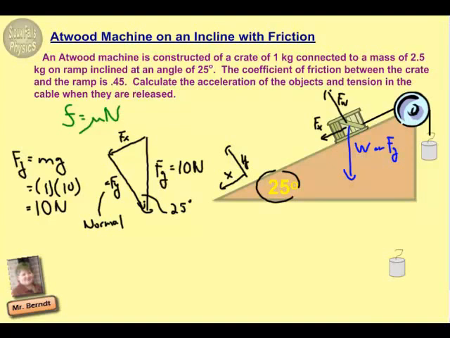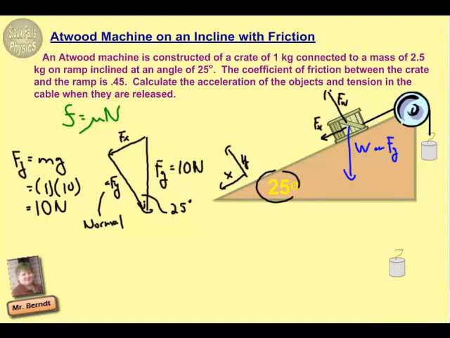By the way, the reason the F of Y is the normal is it's the force in the opposite direction, so that these forces add up to 0. The normal plus this F of Y have to equal 0, or the crate would fall through the ramp. Something we don't really want. So let's go ahead and solve for that.